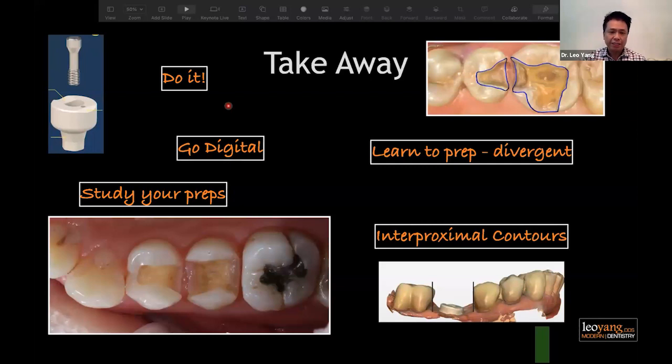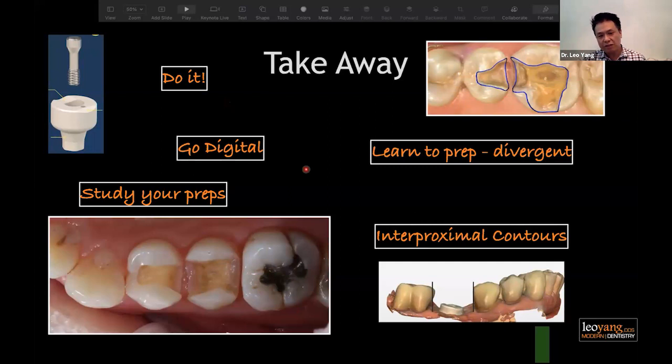And my recommendation is that, you know what, do it with the easy first cases first. What is the easy case? Patients that you like, patients you have good relationships with. Maybe do it with the premolar first. Don't do it with the second molars, because you want to gain confidence with regards to how you prep. Start with that. Another thing is that go digital.